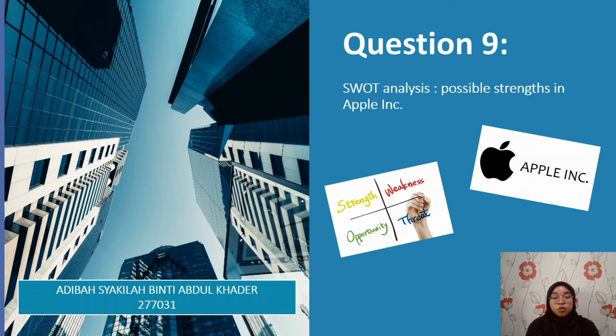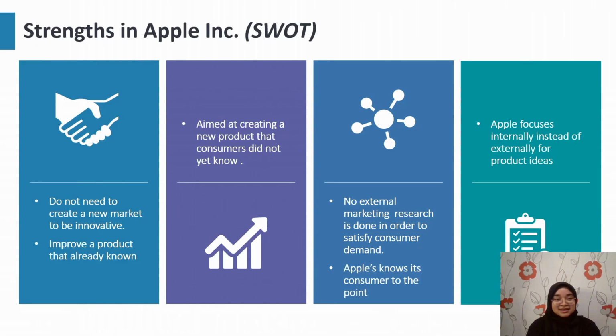And I'm going to explain question 9, which is the SWOT analysis, the possible strengths in Apple's company based on the case study given. There are 4 strengths in Apple's company that we can find in the case study. First, Apple does not need to create a new market to be innovative, but instead improves a product that is already known to consumers in such a way that it is looked upon as a new product. Next, Apple also aimed at creating a new product that consumers did not yet know and making it mainstream and necessary in everyday life.